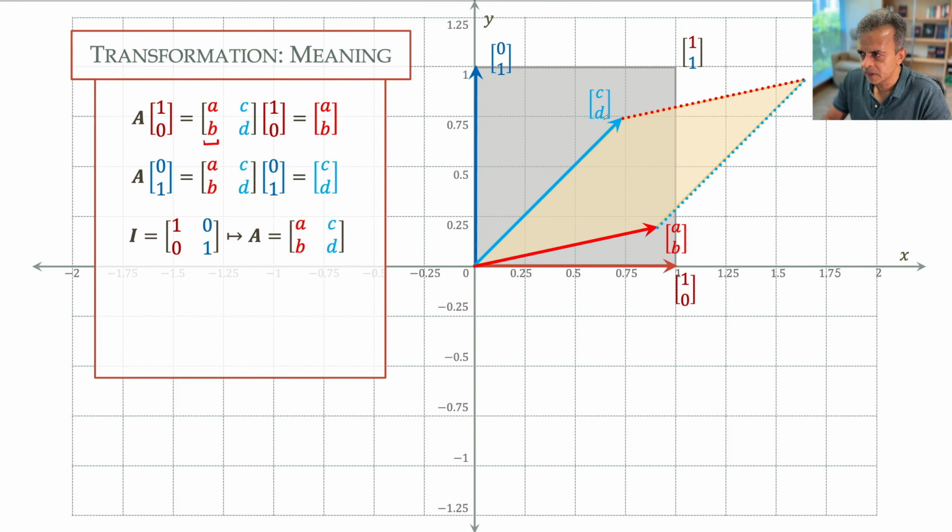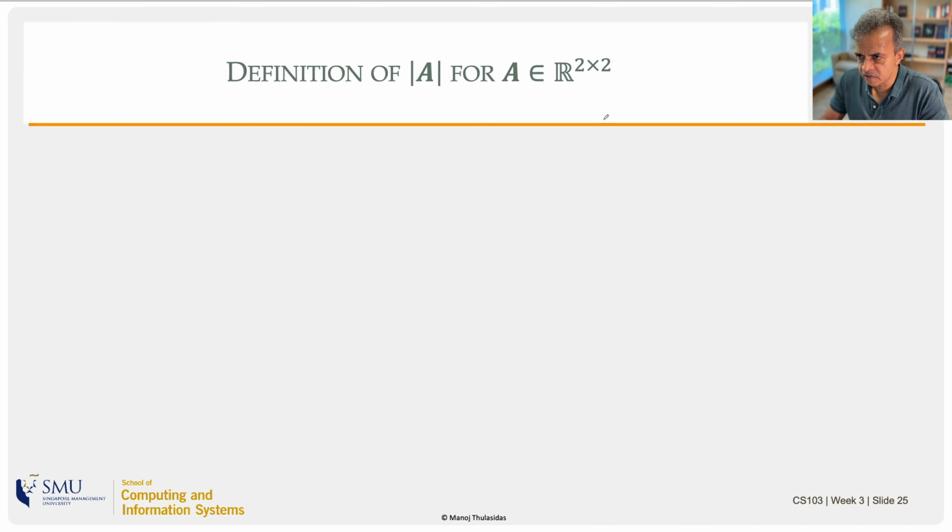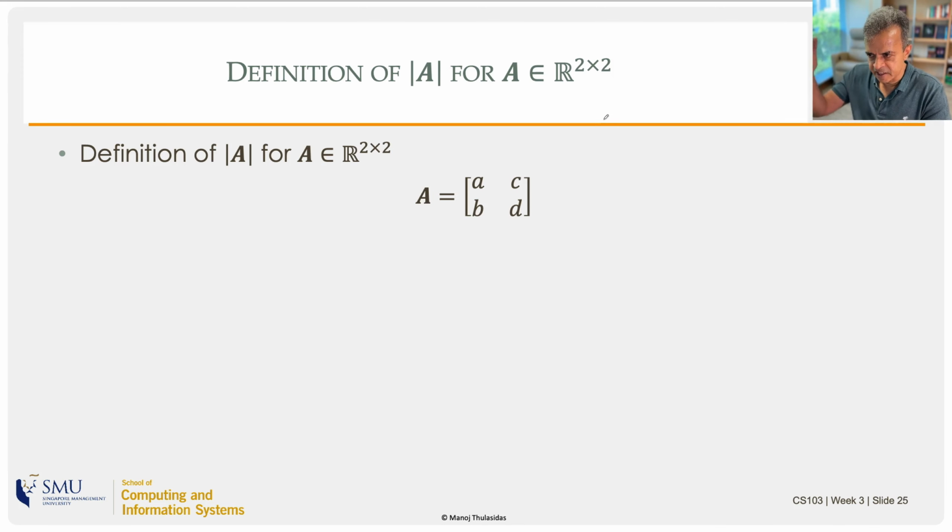Then the unit square goes to that parallelogram, and determinant of A is actually the area of that golden parallelogram, and that turns out to be AD minus BC, which is almost too good to be true. You will see why that is true in a second. So the definition of determinant of A in R 2 by 2 is something that you have to remember. A is AB and CD standing side by side, and in that case the determinant is AD minus BC.